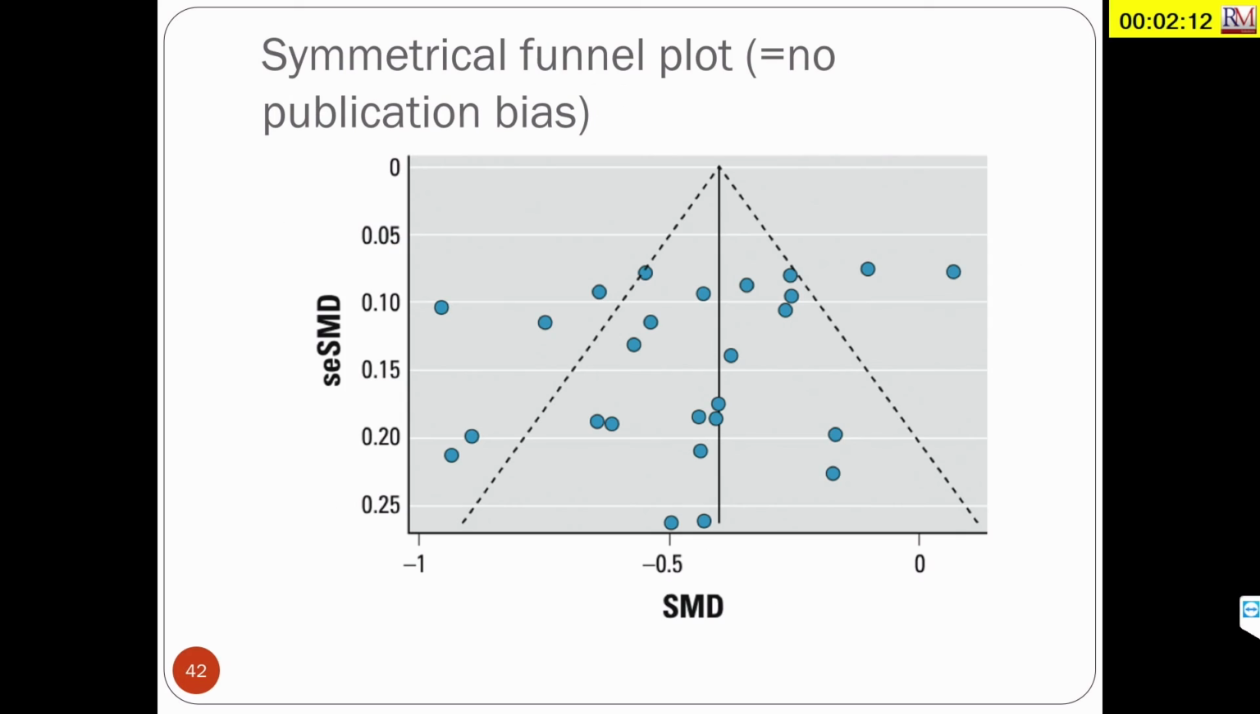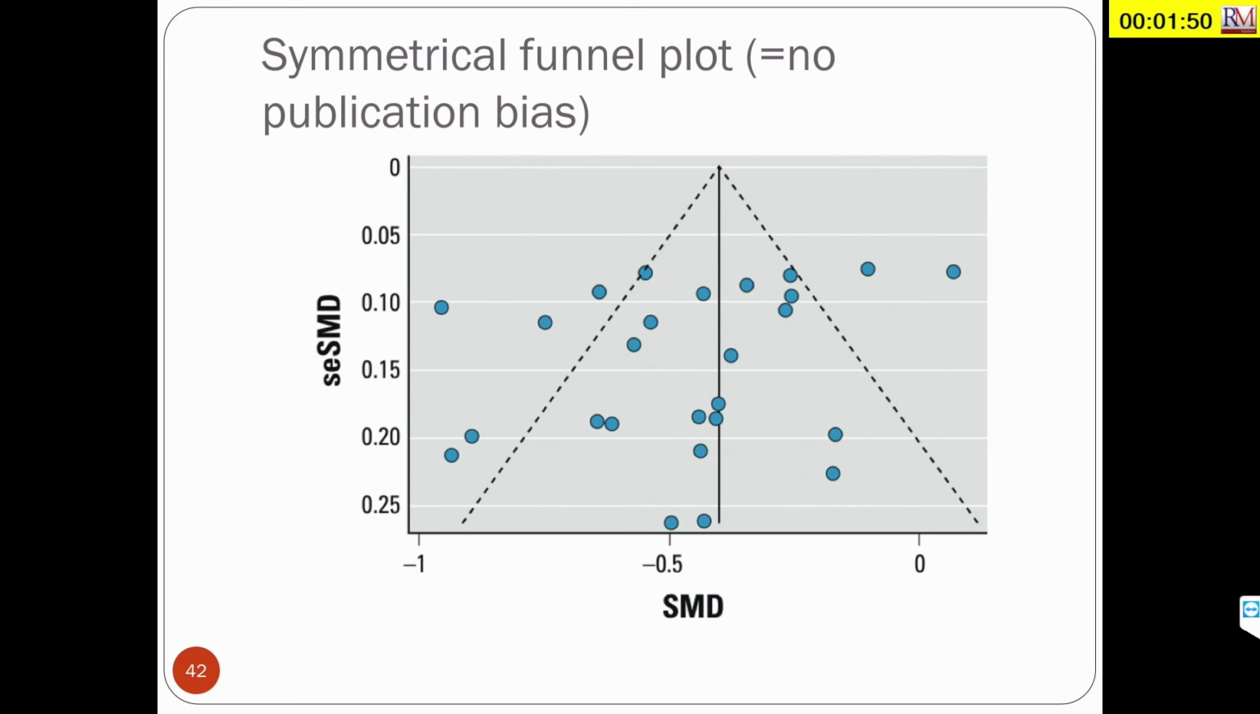Publication bias is very important. Publication bias means that there are studies that are banned from publication because they are reporting negative results or no statistically significant difference. That's why we have to test for it, because if there is publication bias, this reduces the level of evidence.